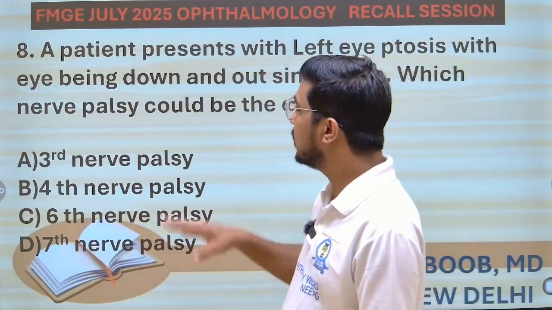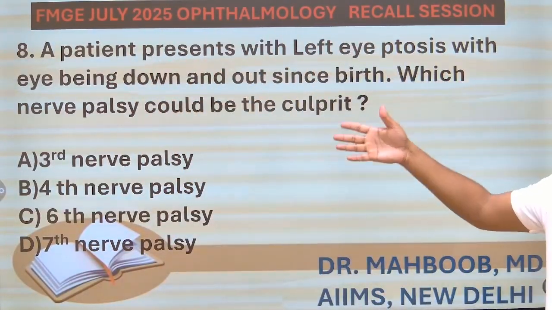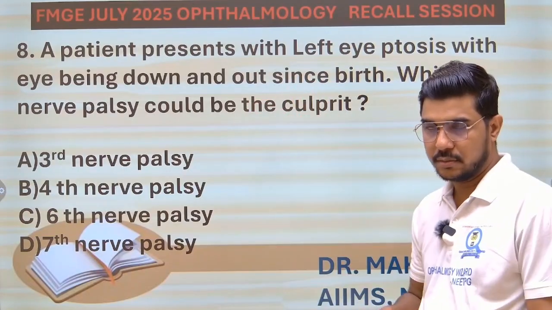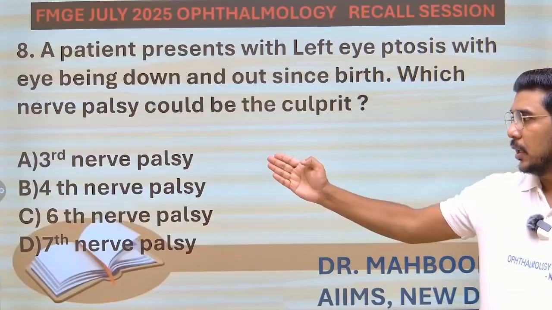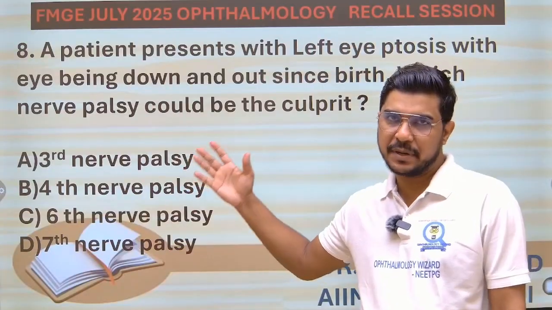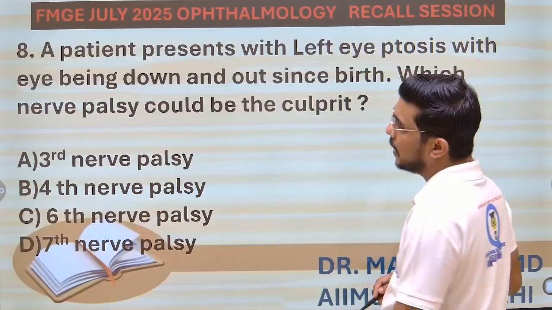Now coming to this: a patient presents with left eye ptosis with the eye being down and out, right? What is the diagnosis? Third nerve palsy, fourth nerve palsy, sixth nerve palsy, seventh nerve palsy. The patient is simply, let me tell you here only.